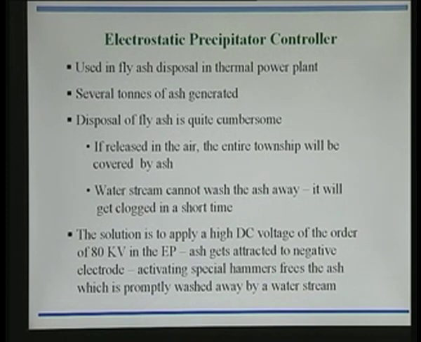This is called the electrostatic precipitator controller. It is used in fly ash disposal in a thermal power plant. When you go to a thermal power plant, you will be told that several tons of ash are generated every hour, and this is a very cumbersome affair to dispose of. For example, if you release it in the air, the entire township will be covered by ash.